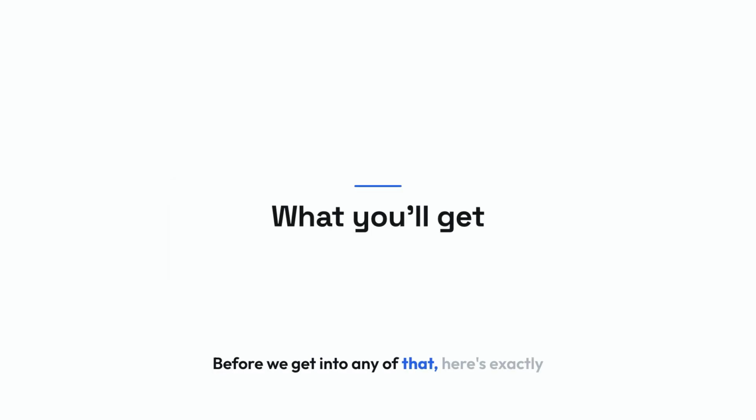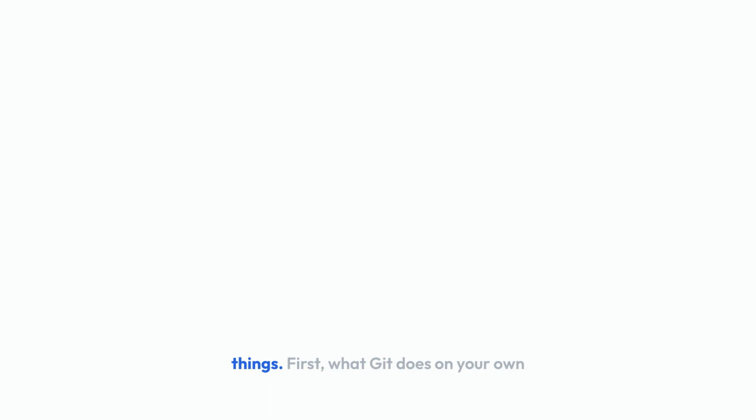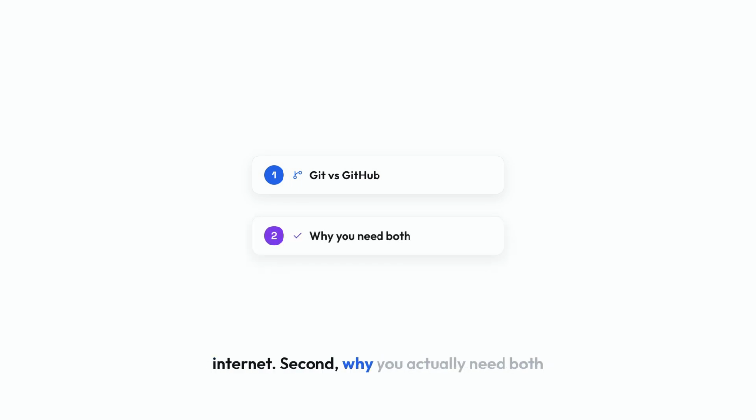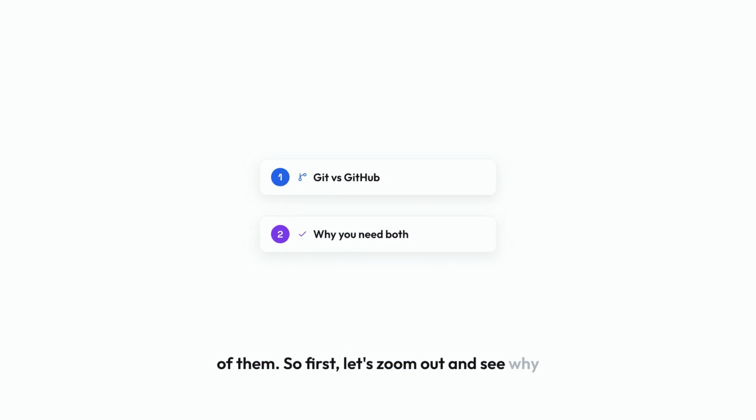Before we get into any of that, here's exactly what you'll walk away with by the end of this video. This video gives you exactly two things. First, what Git does on your own computer versus what GitHub does out on the internet. Second, why you actually need both of them. So first, let's zoom out and see why these two get mixed up in the first place.